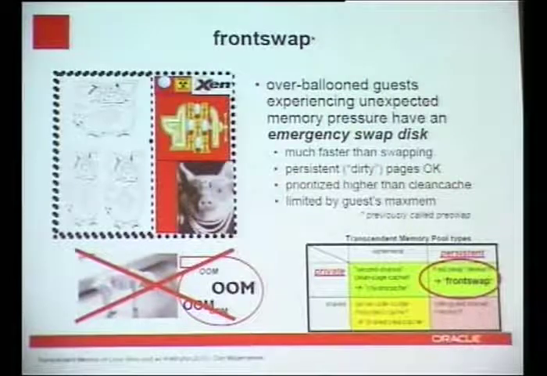Another use of transcendent memory is something called frontswap. And frontswap is maybe the most important use of TMEM, because when guests are being ballooned, as we saw before, they can run into some bad situations. The four quadrant diagram down there, you can see this is a private persistent pool. And what it does is it's essentially a memory pressure safety valve, an emergency synchronous memory-based swap disk. So when a guest has been ballooned too rapidly, frontswap is kind of like magic memory that can be instantly used, so that the OS doesn't need to wait for data to be swapped out to a disk, and that greatly reduces the chance that bad things are going to happen, like a process getting shot by an OOM killer.